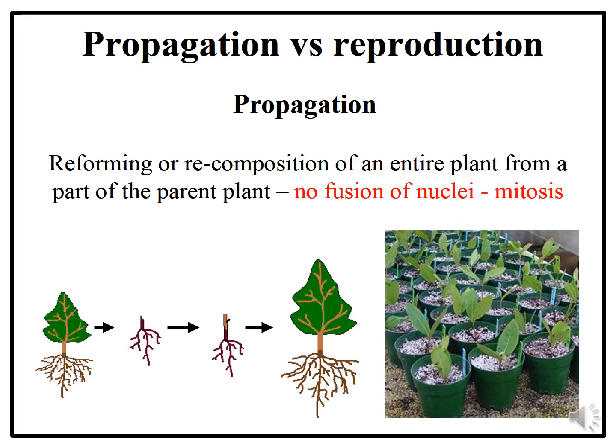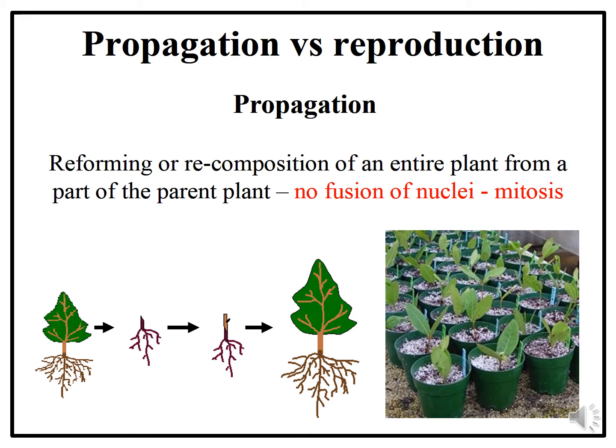The second type of reproduction process that happens in plants, remember the first one is actual plant reproduction, the fusion of a male and a female gamete. The second type is called propagation, and propagation is basically the reforming or recomposition of an entire plant from a part of the parent plant. So there's no fusion of a male and a female gamete. There's no fertilization. This process of propagation happens purely through mitosis.